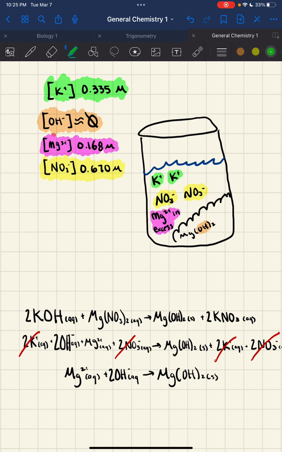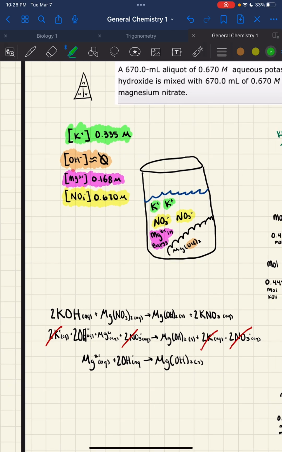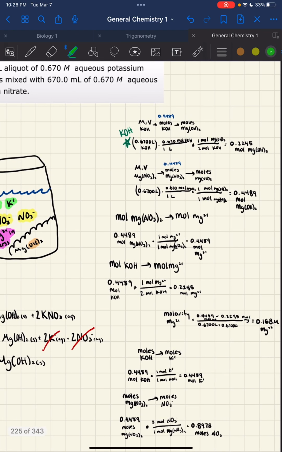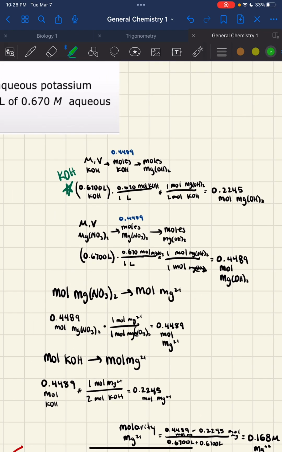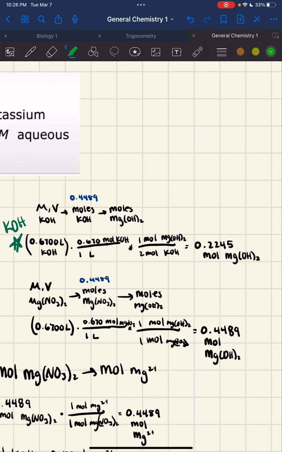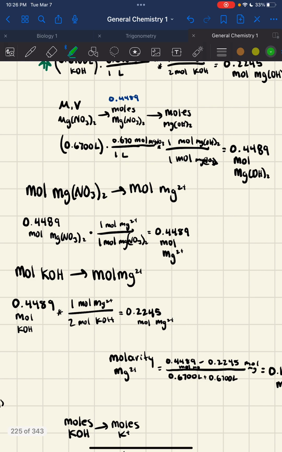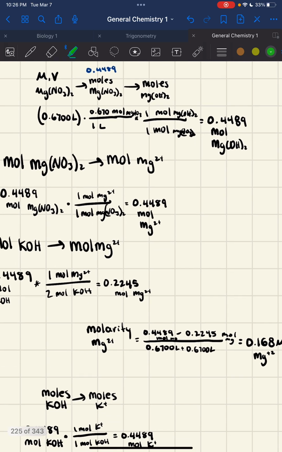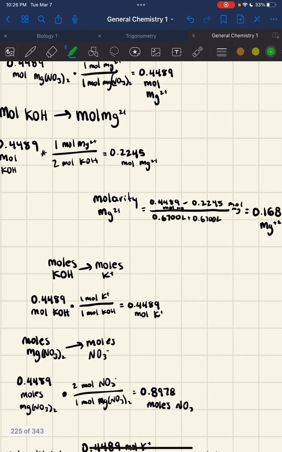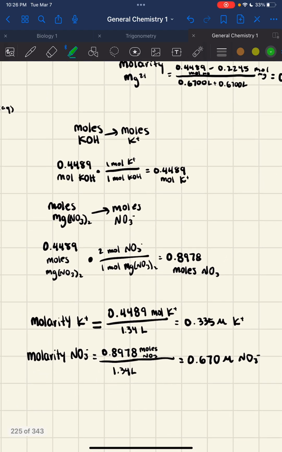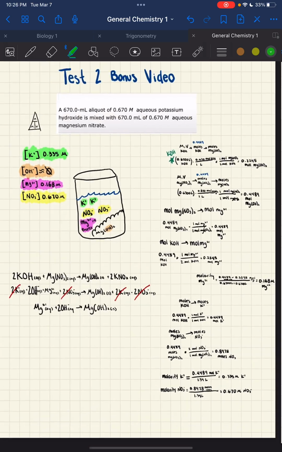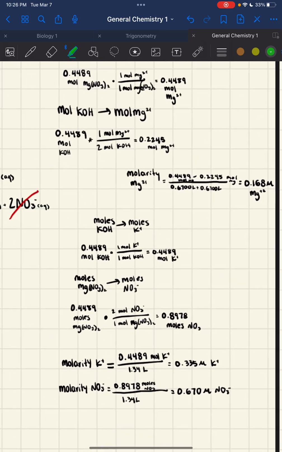Again, reviewing, you had to really have your net ionic equation to be successful in this problem. But the main thing is first identifying your limiting reagent and then taking that and finding your ions concentration from it. Again, just scrolling over my work. I believe everything should be correct.